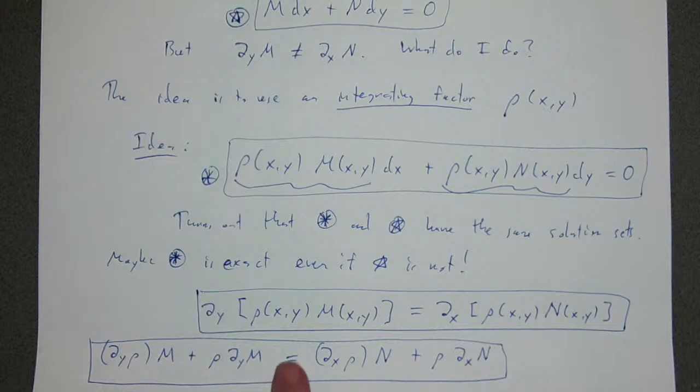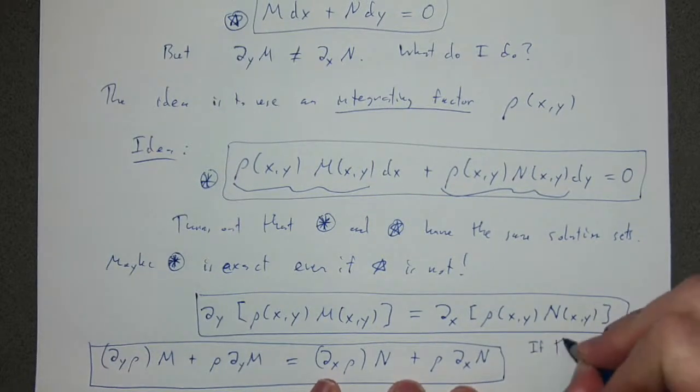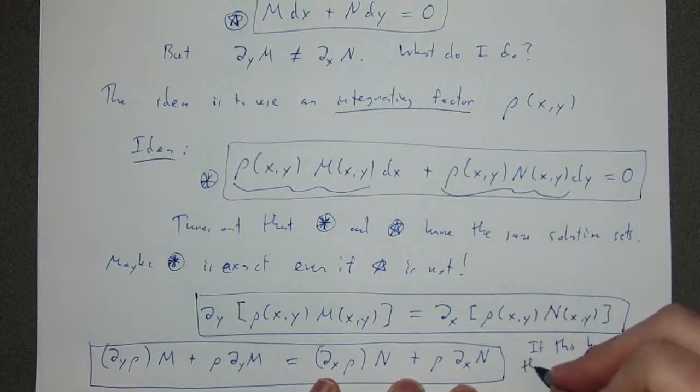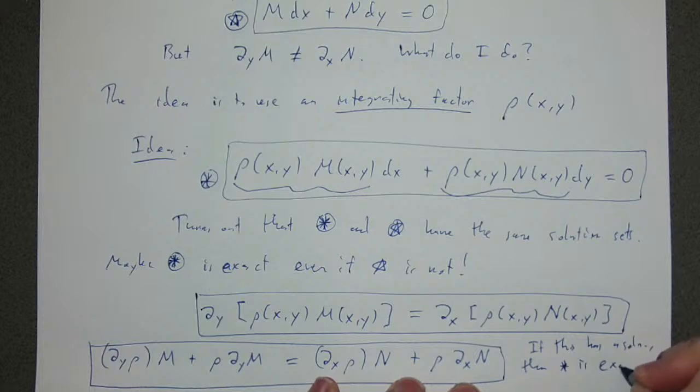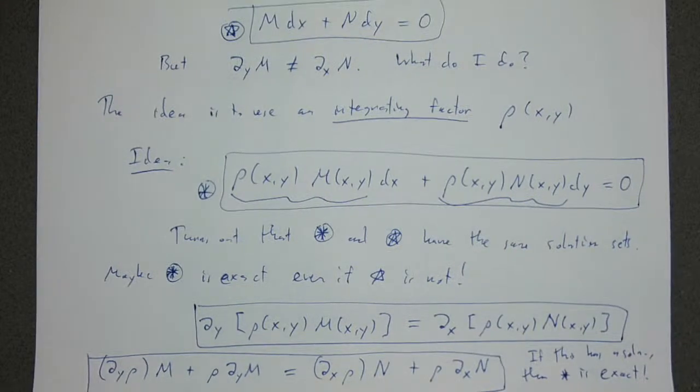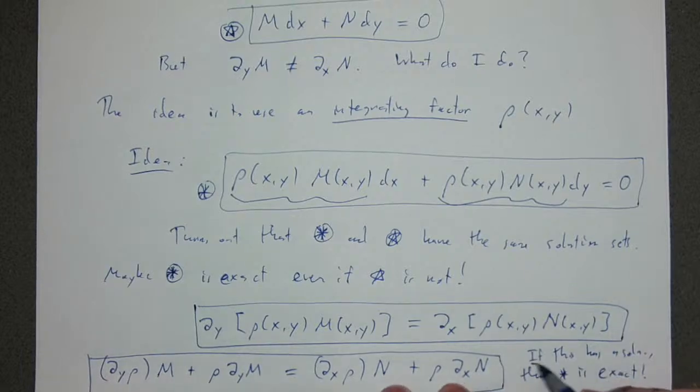If this equation has a solution, then the y partial of this thing is equal to the x partial of this thing, and this thing is exact. So if this has a solution, then asterisk is exact. And once it's exact, well, now we know the process for finding an implicit general solution. Right? So we're good. But how do I know if this has a solution?